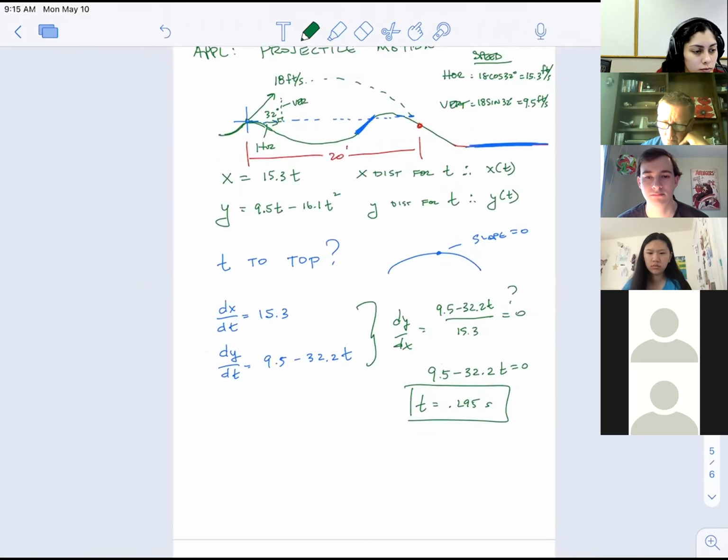Well, let's just go find the slope. I mean, we know what the slope is, right? So let's go find that. Let's do it in the right order this time.